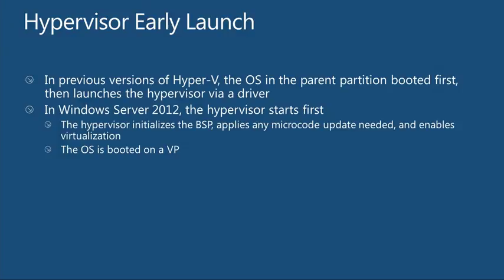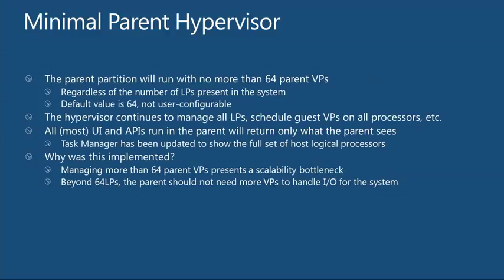And so we changed this around so that the hypervisor has complete control over what the parent partition thinks it has available to it. And the reason we did this in Server 2012 is to enable a feature that we call the minimal parent hypervisor. And what happens here is if you're on one of these boxes with 80 cores, 120 cores, et cetera, when you load Hyper-V and you reboot, the hypervisor comes up. It goes, great, I've got 128 cores. It then boots up the parent partition, but only tells it it has 64. So you have 64 cores. The rest are for us.